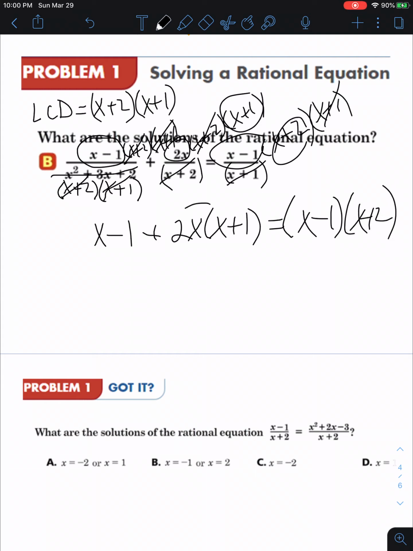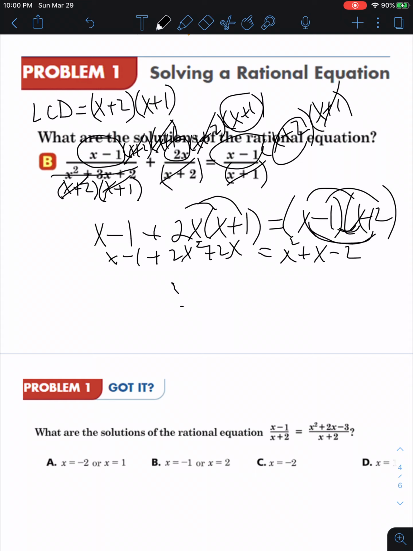Okay, distribute your 2x here, and I'm going to get 2x squared plus 2x, and then plus the x minus 1 from the first term equals, I got to FOIL this one. Okay, that's going to give me x squared minus x plus 2x, or plus x, okay, because the minus x and the plus 2x combine to give me plus 1x, and then minus 2. All right.